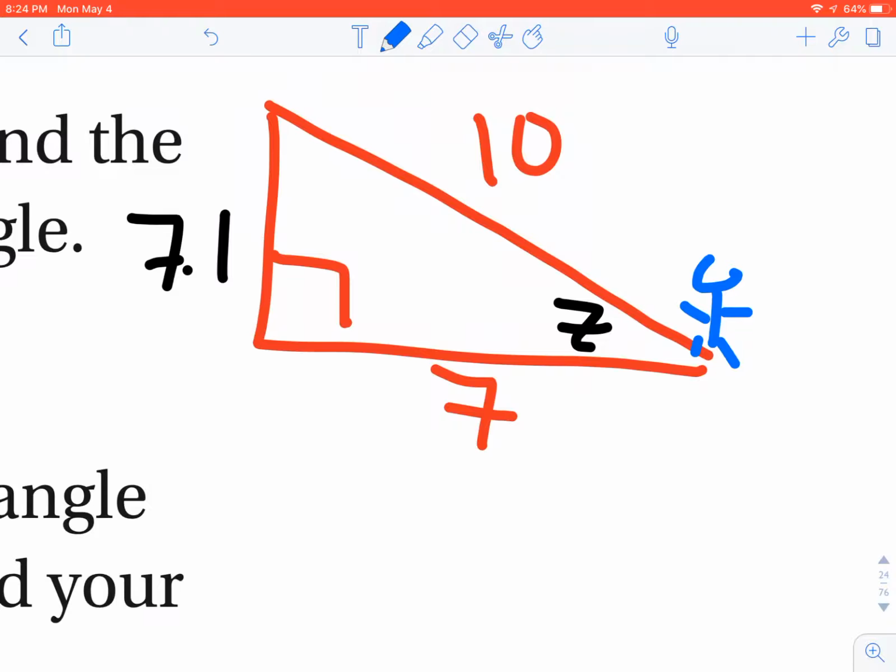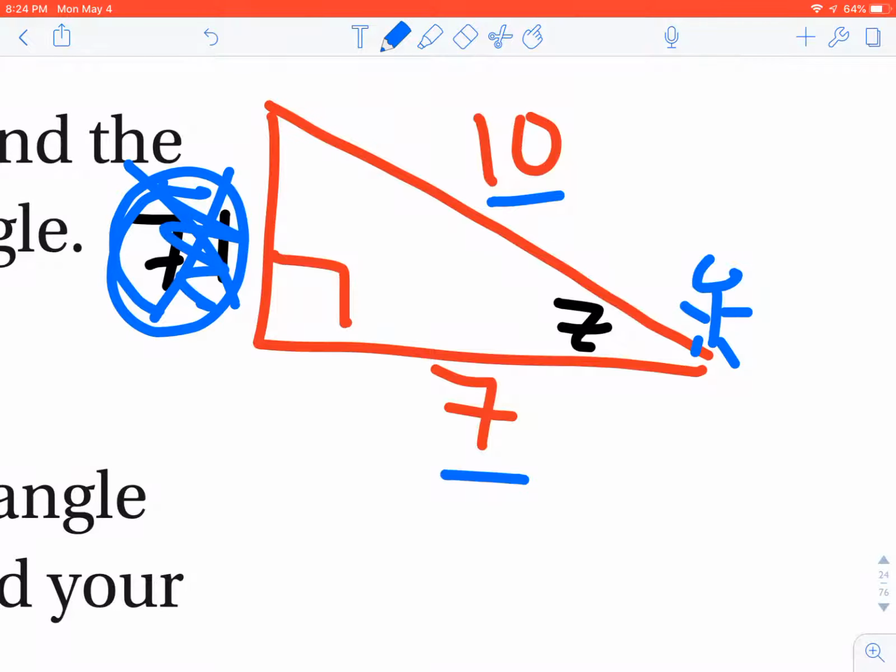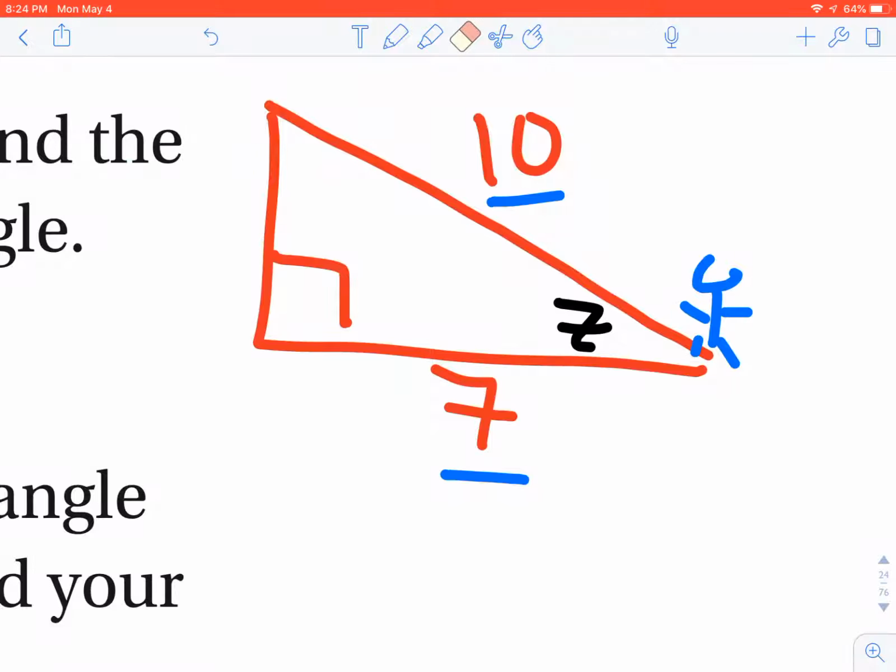My recommendation is on a test, I would never use the side length that I found because there's a chance I got it wrong. We're going to apply that method here. So I was given 10 and 7. Let's pretend like you didn't find the 7.1. It wasn't part of the problem. Let's just say they wanted you to find this angle. That way, if 7.1 was incorrect and I used it to find angle z, then I get 2 questions wrong. So let's pretend for the moment that we don't know that that's 7.1.